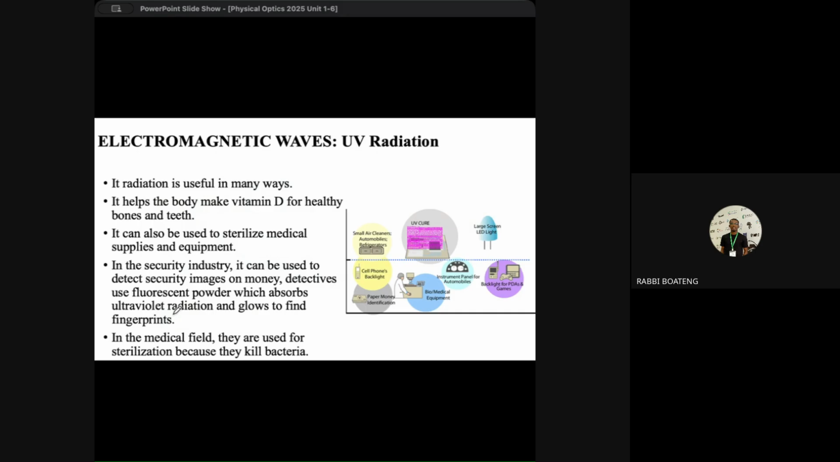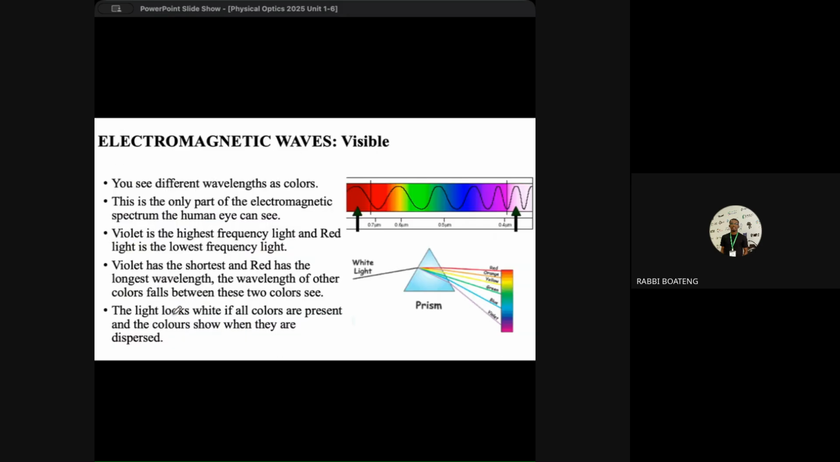Before I move on to x-rays, let me show you something. With the visible, what do you think is harmful? If a visible radiation hits my skin and a radio wave hits my skin, which of them do you think will harm me more? Visible. Very good, visible.